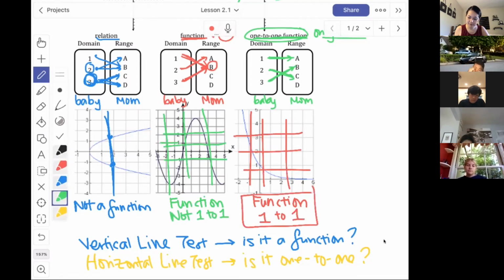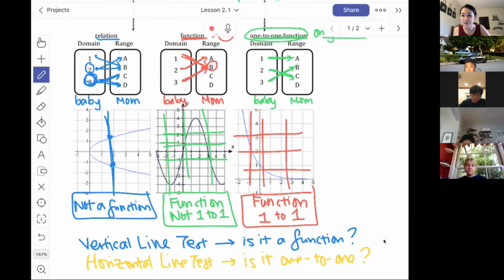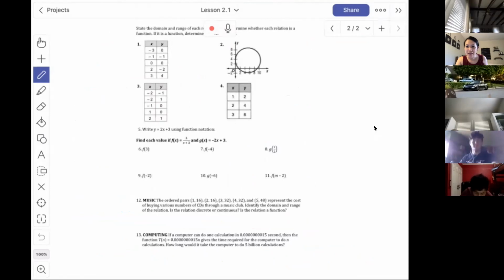Any questions on how to tell if a graph is a function or if it's one-to-one? Okay. Flip your notes over whenever you are ready. Here we go, on to the back side. On the back, we're going to talk about domain and range. We're still going to talk about some function, and we're also going to talk about function notation. So, big lesson today.